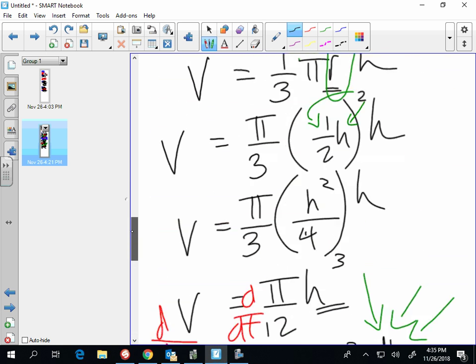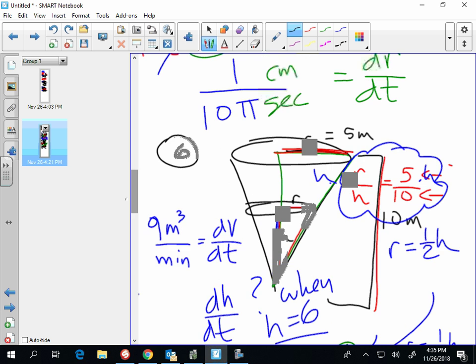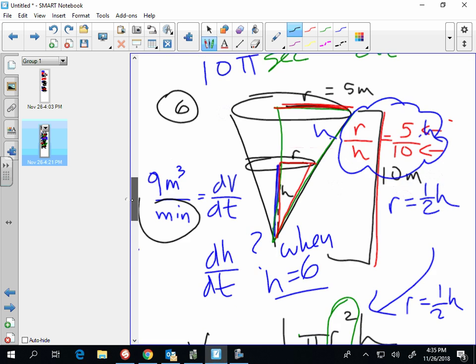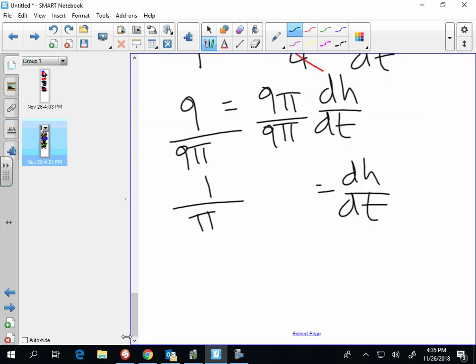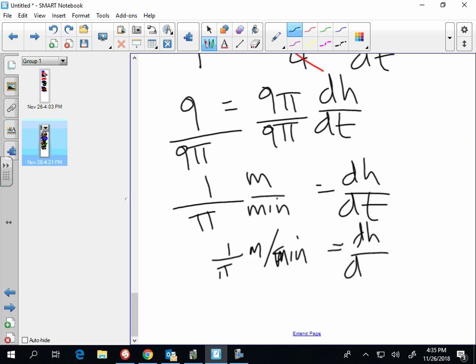What were my units here? Well, if I go back and see, height is measured in meters, radius is measured in meters, time is measured in minutes, and so I need then meters per minute. And what does this mean? It means the height is changing at a rate of 1 meter every pi minutes, or 1 over pi meters per minute. I like reading it as 1 meter every pi minutes. That makes a lot of sense to me visually, but 1 over pi meters per minute is certainly another accurate way of understanding this rate.